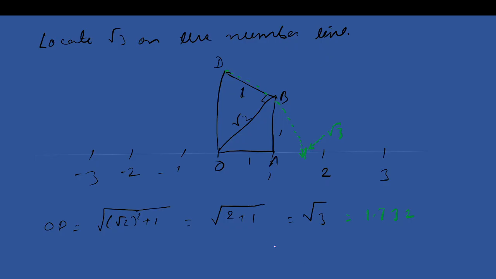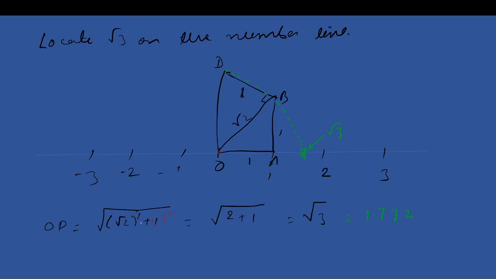Now we see the next question: locate root 3 on the number line. In the same way, how will you locate root 3? From the above, you know this is root 2. So how will you find OD? You can write root 3 in this way only: the square root of the square of root 2 plus 1 square.